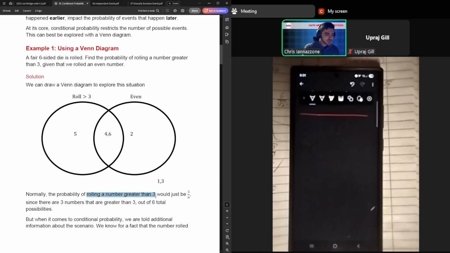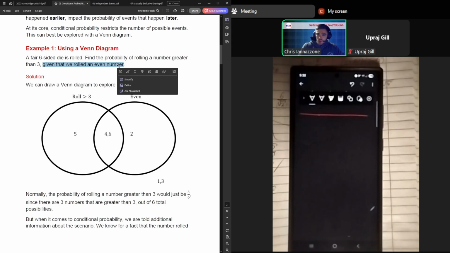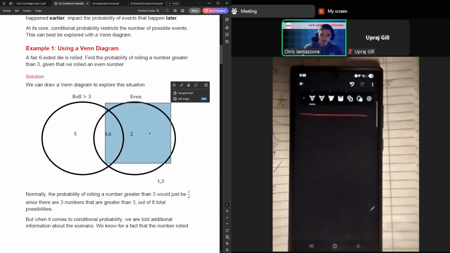Normally, if you're just trying to find the probability of rolling a number greater than 3, that's just going to be 3 out of 6. There's 3 numbers that are greater than 3 out of a total of 6 possible options. When we're specifically looking for the conditional probability here, we're now given that the number that was rolled was even. So we ignore the overall sample size of numbers 1 through 6 and we just look at the even numbers. This becomes our new sample size.